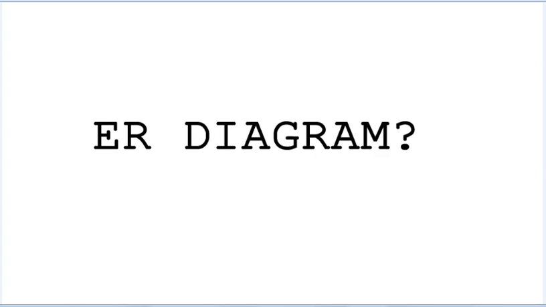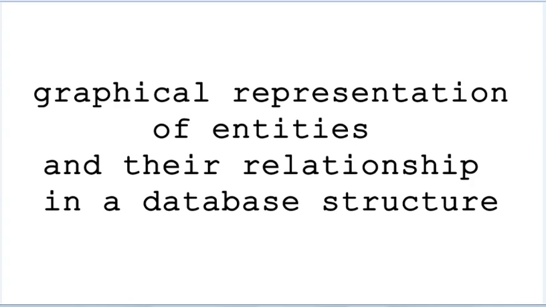Next, what is an ER diagram? An ER diagram, or entity relationship diagram, is a graphical representation of entities and their relationship in a database structure. An ER diagram may be represented using Venn diagram or a crow's foot diagram.